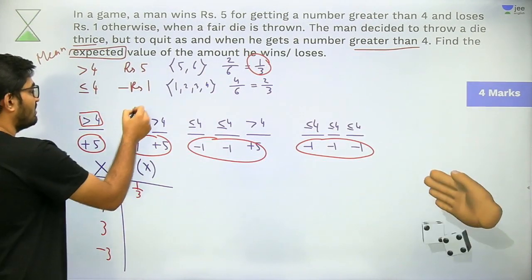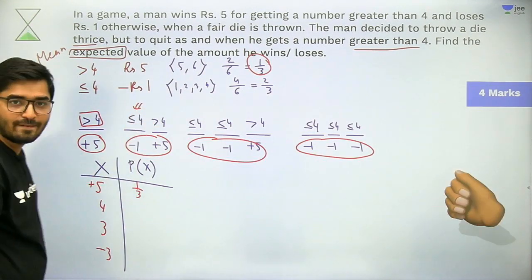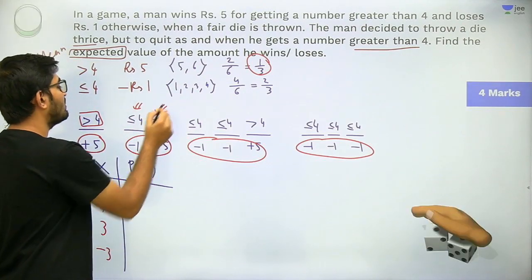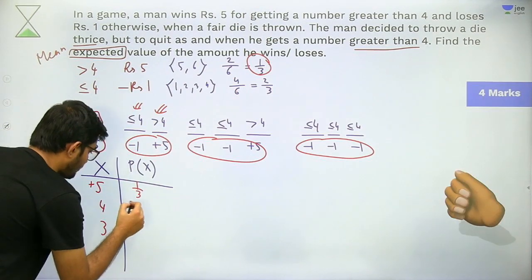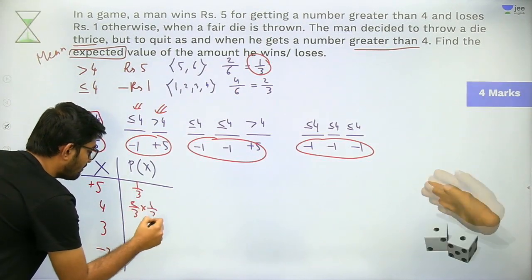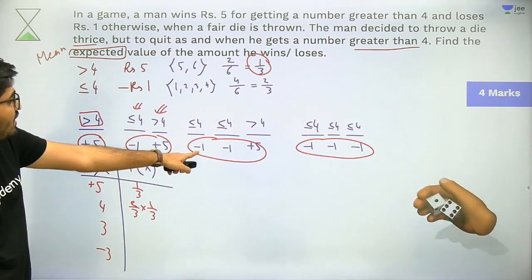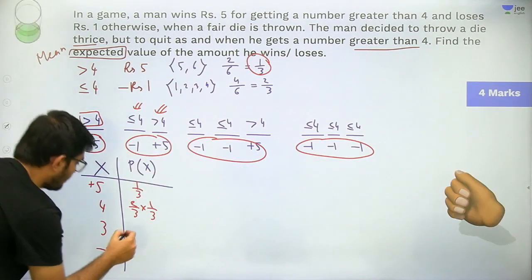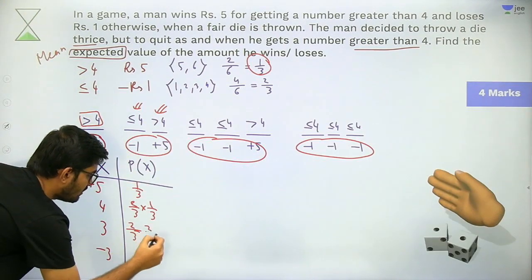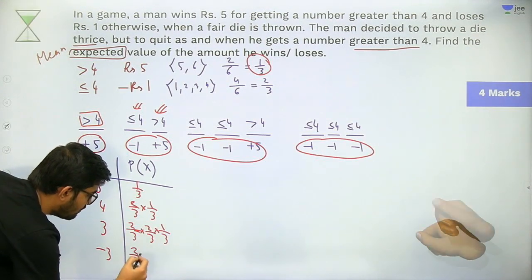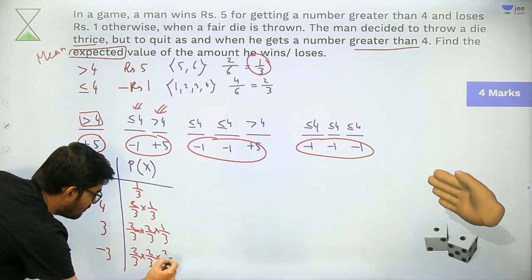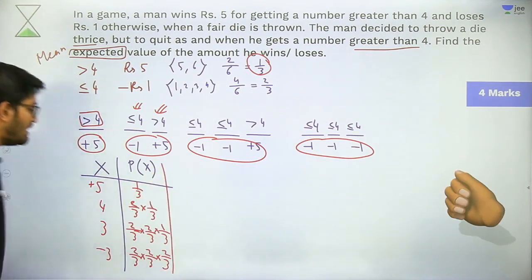Now here, second case: first he is getting less than or equal to 4, and then on the second throw he is getting greater than 4. So here this will be 2 by 3 and then 1 by 3. Okay, so you will get 2 by 3 multiplied by 1 by 3. Then here it will be 2 by 3, 2 by 3, 1 by 3. Everything you have to multiply. And here it will be 2 by 3, 2 by 3, 2 by 3. So this is P of X.